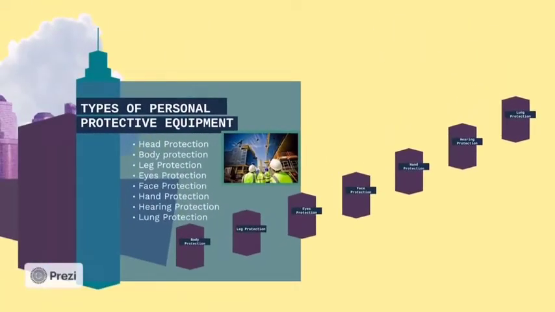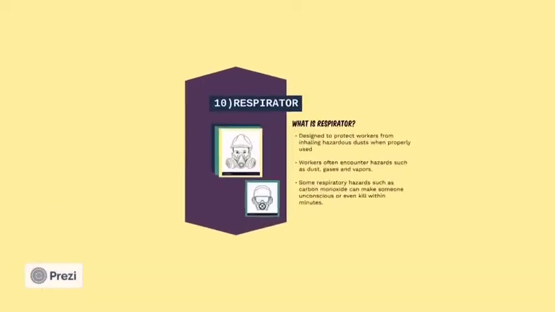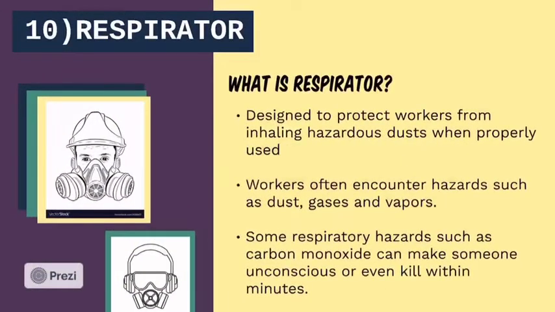And lastly, we move to the lung protection. The last common type of PPE is the respirator. What is a respirator? A respirator is designed to protect workers from inhaling hazardous dust when properly used. Workers often encounter hazards such as dust, gases, and vapors. Some respiratory hazards such as carbon monoxide can make someone unconscious or even kill within minutes.